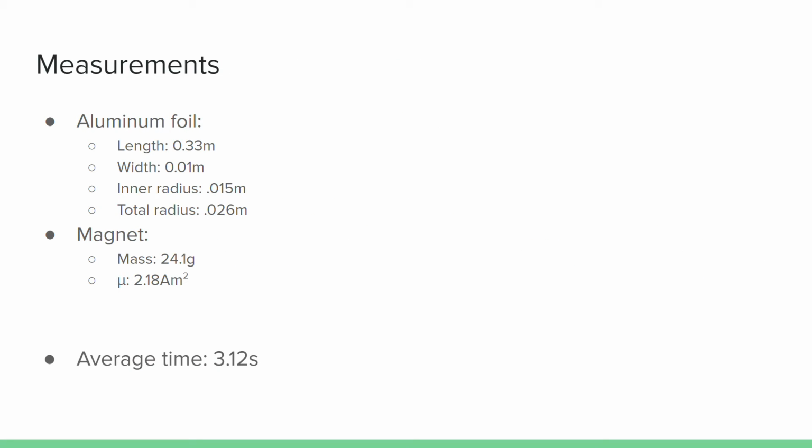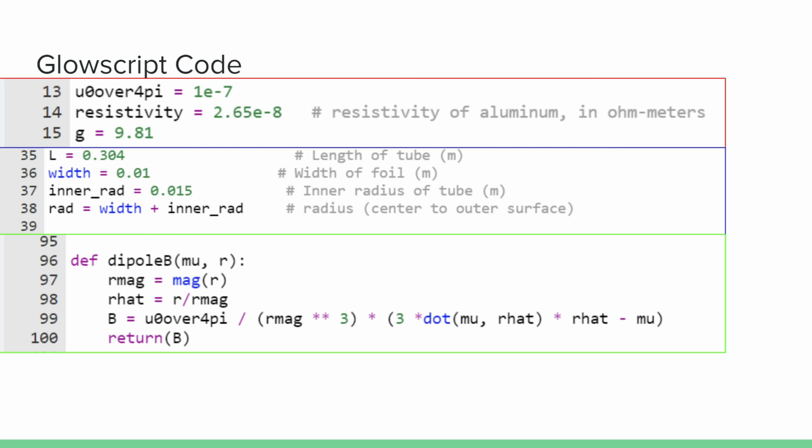The measurements of the aluminum foil were as follows. The length was 0.33 meters, the width was 0.01 meters, the inner radius of the aluminum foil was 0.015 meters, and the total radius 0.026 meters. The mass of the magnet was 24.1, and the magnetic dipole was 2.18. The average time of the magnet entering and then exiting the tube was about 3.12 seconds.